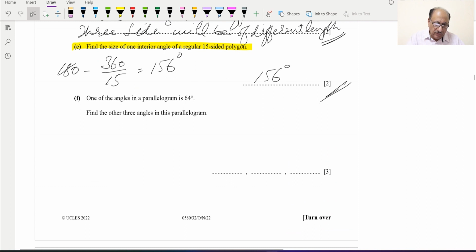Hopefully you got this. Then F part, one of the angles in a parallelogram is 64. Find the other three angles in the parallelogram.